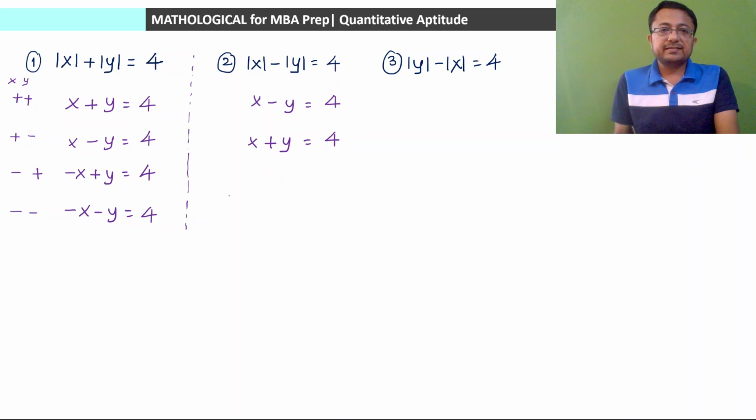Third scenario, x negative, y positive. So in that case, this will be minus x, one sec, x negative, y positive, minus x minus y is equal to 4. Last case, when both are negative, both will open with a negative sign. So minus x plus y is equal to 4.